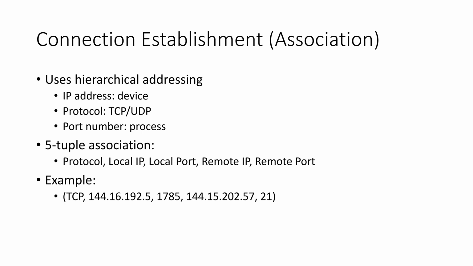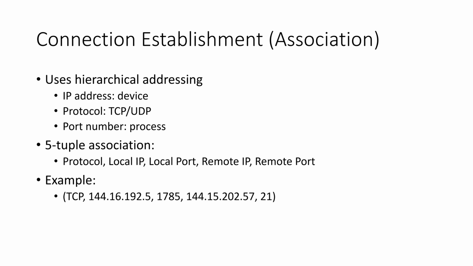Now, how do we precisely identify a connection between two processes across a network? This is done through a hierarchical addressing scheme. At the bottom, we have the IP address, which identifies the device. Then we have the protocol identifier, TCP or UDP, and then the port number, which identifies the process on that device. When establishing a connection, especially with TCP, we actually use a combination of five values. It is called a five tuple association, and it includes the protocol being used like TCP, the local machine's IP address, the local port number assigned to the process, and the remote machine's IP address and the remote machine's port number.